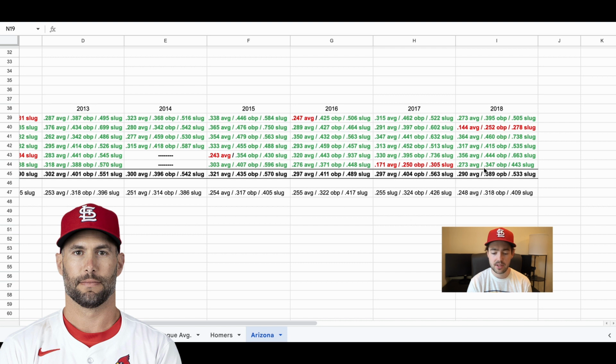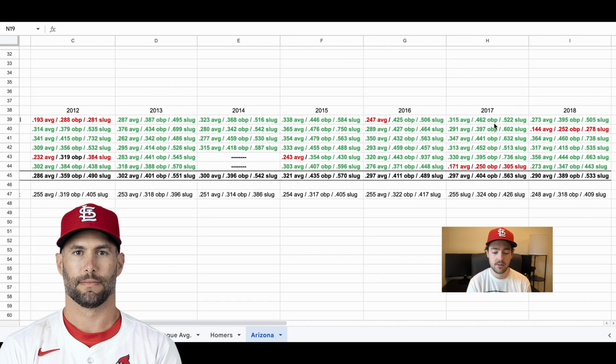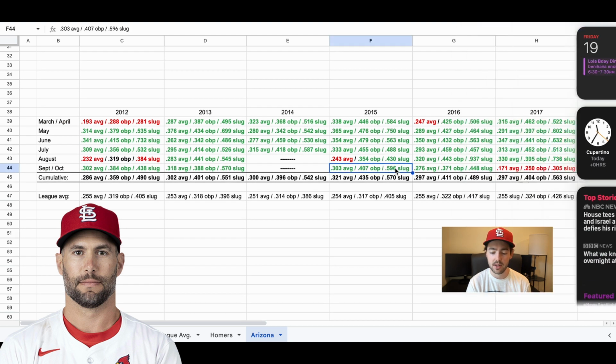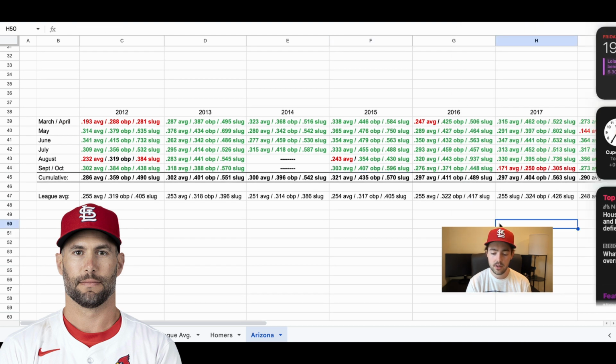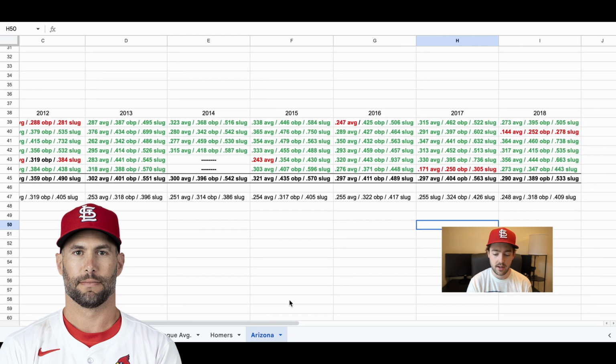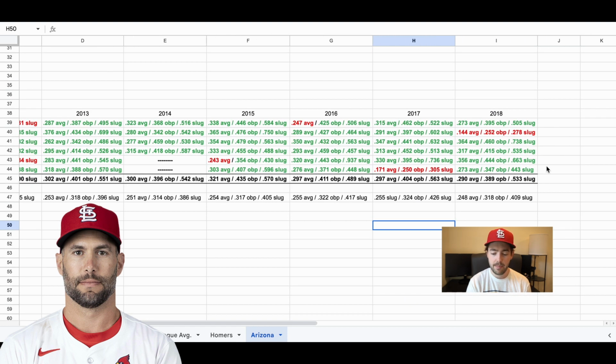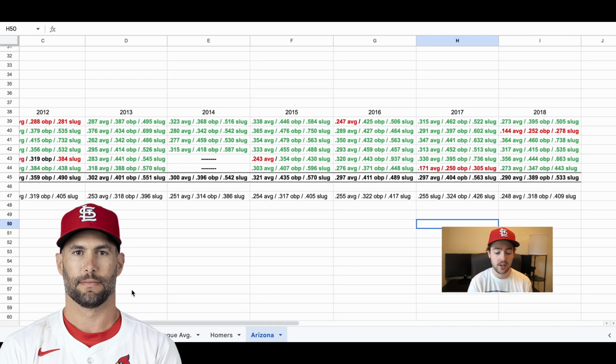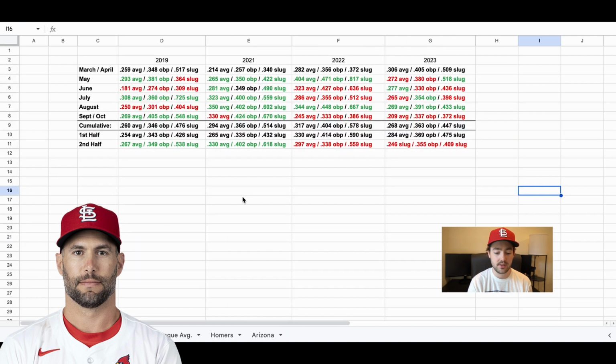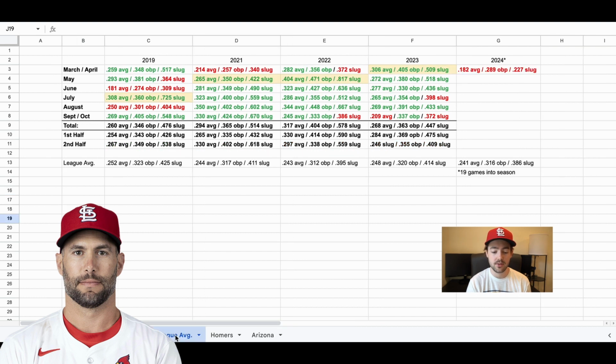He had a pretty poor month to end 2017. He had a pretty poor month of May in 2018. Whoops. All right, I guess we're doing that now. But yeah, everything else is above league average, even if it's not setting the world on fire. He is an above league average player. Not a lot of slow starts here in his Arizona career compared to his season splits while he's been a member of the St. Louis Cardinals.